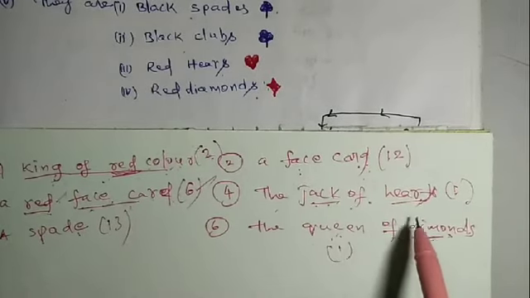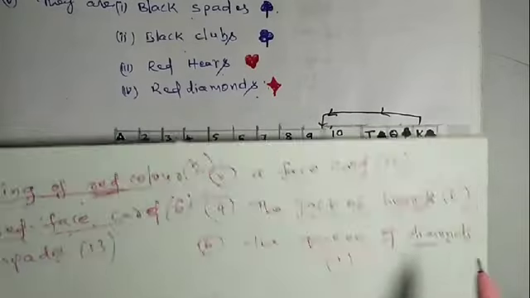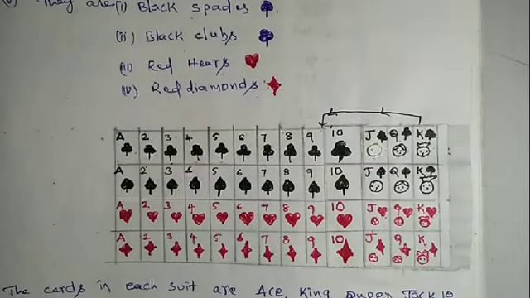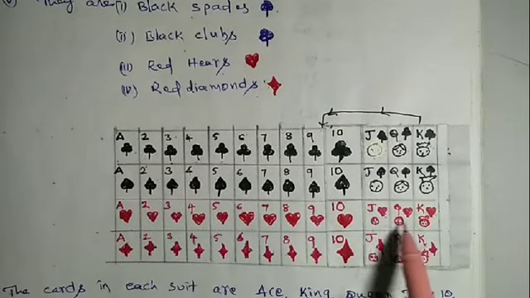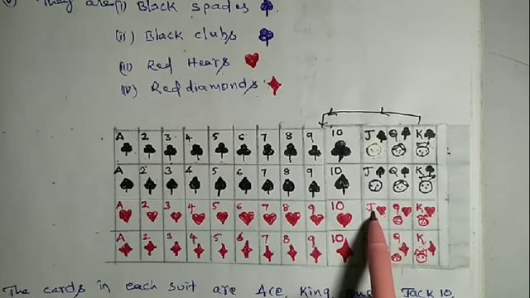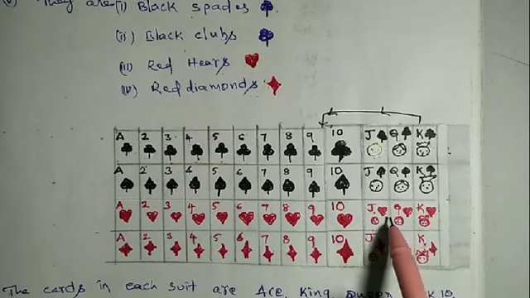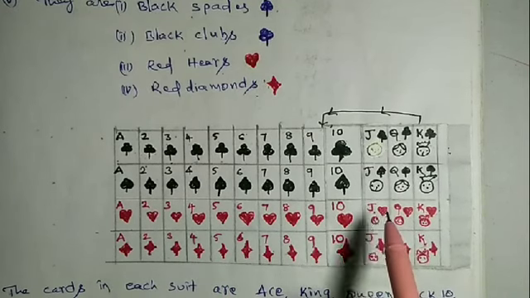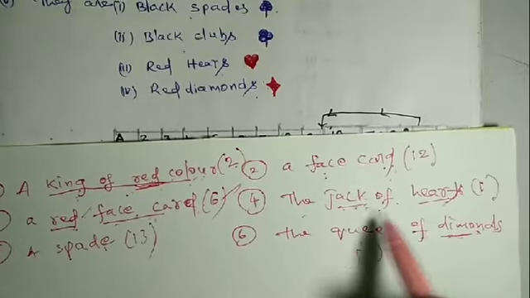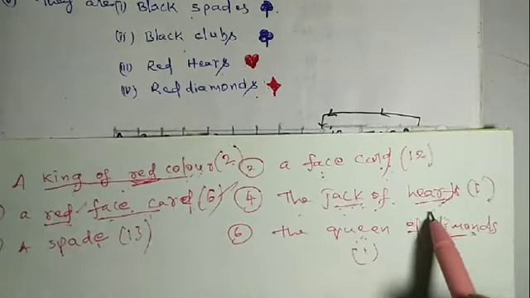Move to the next problem. The jack of hearts. The symbol mentioned is heart. Heart is this one. Jack is this one. That means only one playing card is here, jack and heart. Jack of hearts.